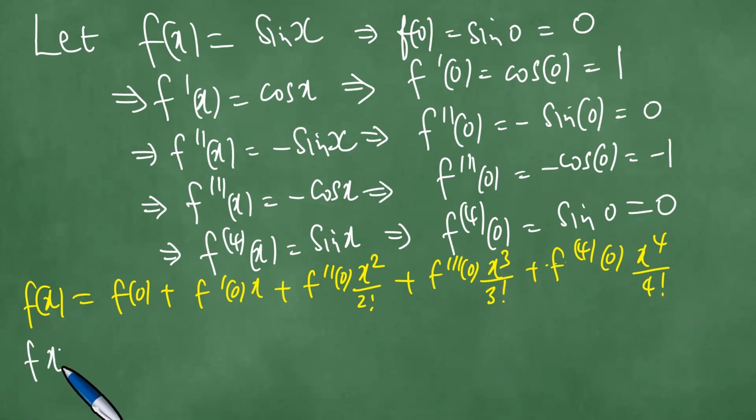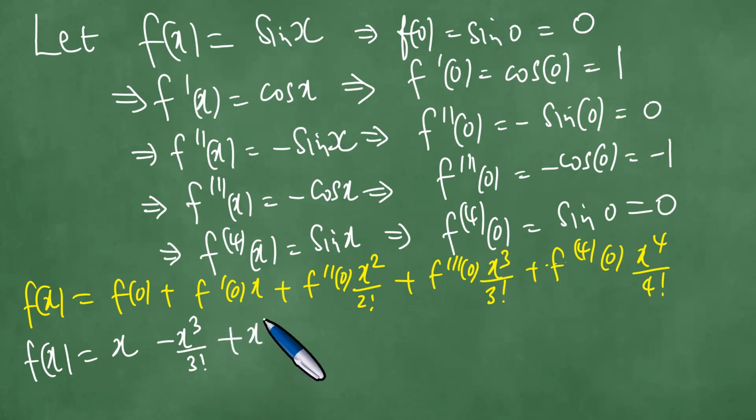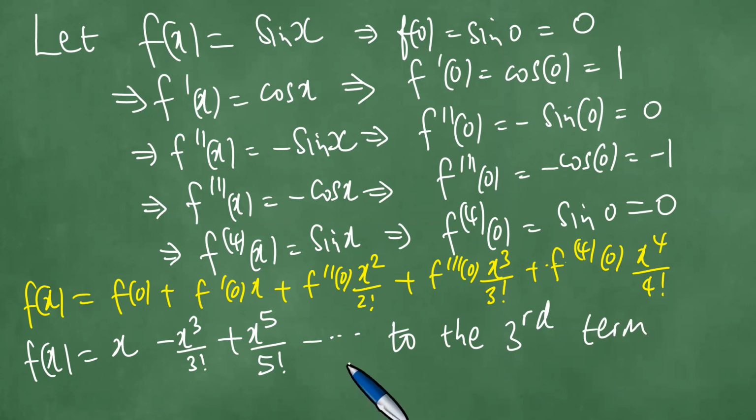Right, back to business. What is f of 0? It is 0. No need to write. f primed is 1. 1 times x is x. f double primed is 0. This goes away. The triple primed is minus 1, so it's going to become minus x cubed over 3 factorial. The next one is going to be plus x to the 5th power over 5 factorial, minus, and so on, like this. So this is the answer, and this is done to the third term.